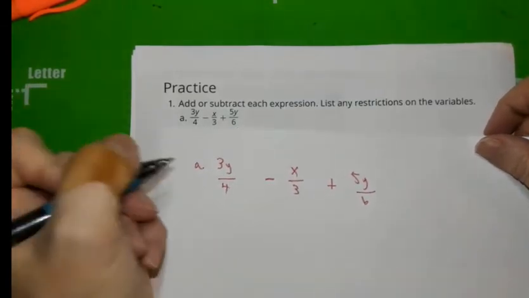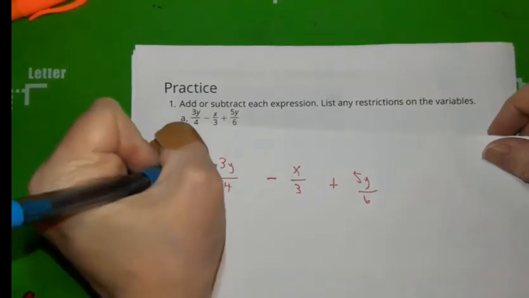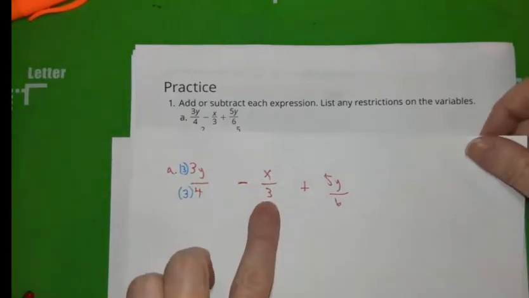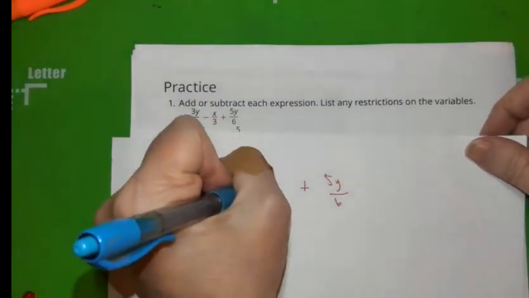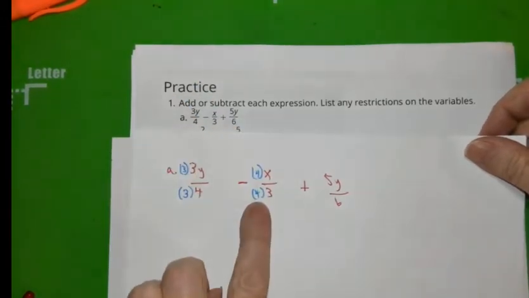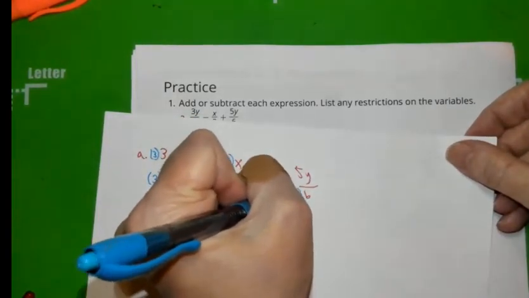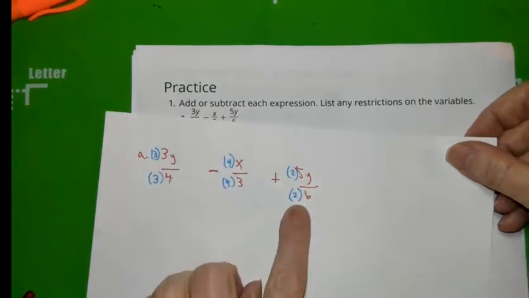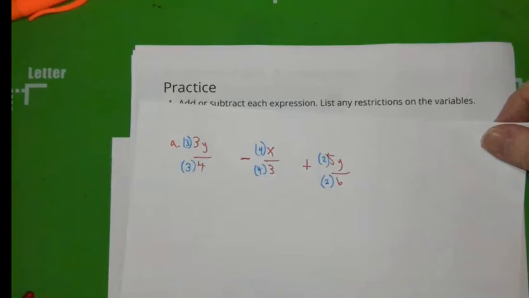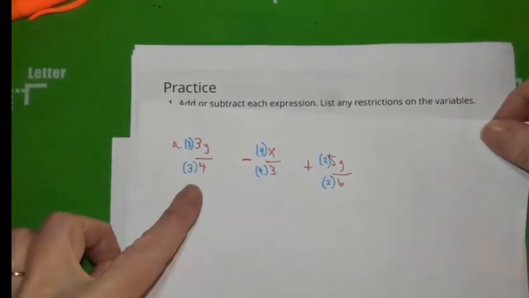So if I want a 12, I'm going to multiply this first one by 3 over 3 to get a 12 there in the denominator. If I want a 12 here, I would multiply this one by 4 over 4. And then to get a 12 here, I'm going to multiply the denominator by 2 and the numerator by 2, so 2 over 2. Again, notice we're multiplying both numerator and denominator by the same number, which produces an equivalent expression. So that's why this is a legal thing to do.